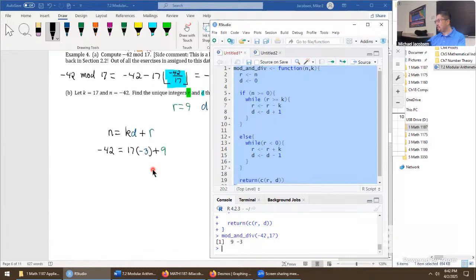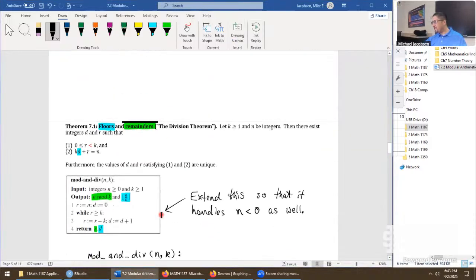Let's take another look. We should have been given a 9, that's the value of the mod, and a negative 3, that's the value of the floor. So that did run correctly as per this example. Negative 42 mod 17 gives us 9 and a little bit more. Let's take another look into that.